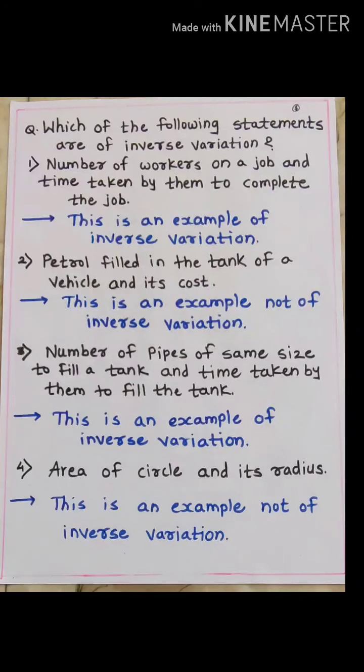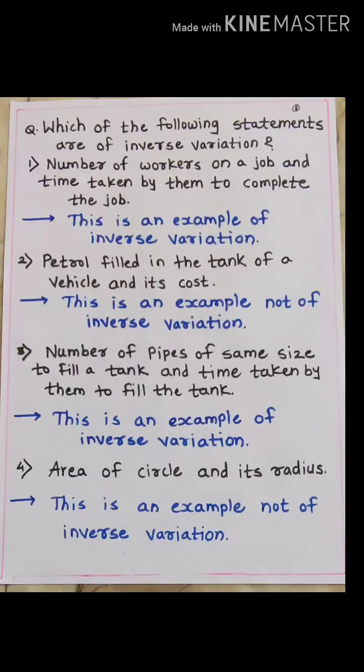Let's see one question. Which of the following statements are of inverse variation? First example, number of workers on job and time taken by them to complete the job. In this example, as the number of workers increases, the time taken by them to finish a job decreases. So, this is an example of inverse variation.